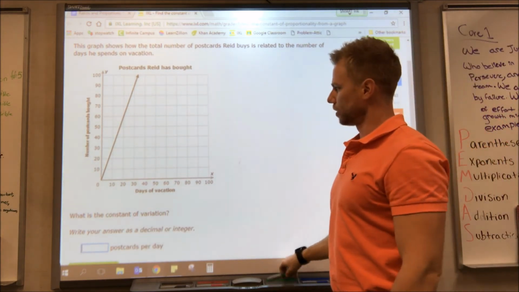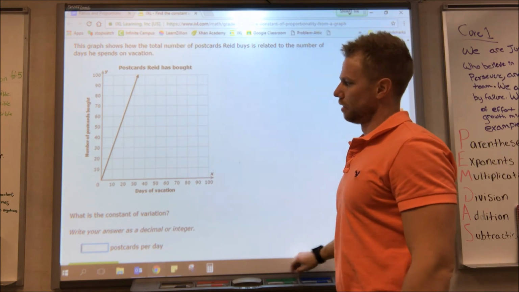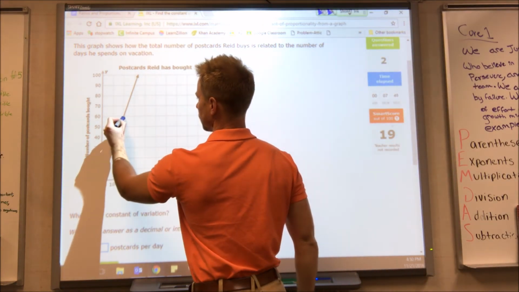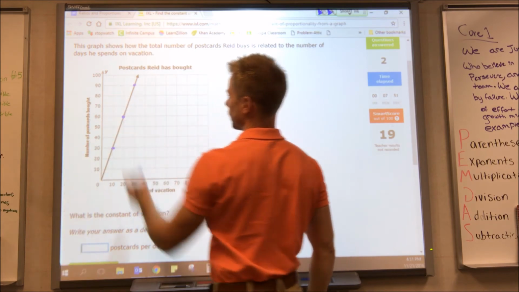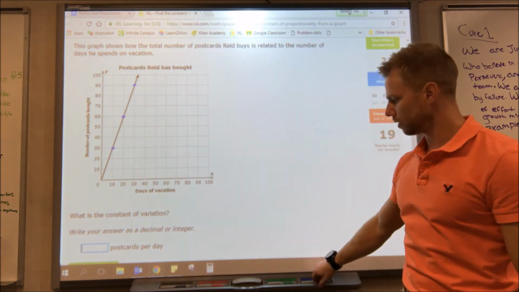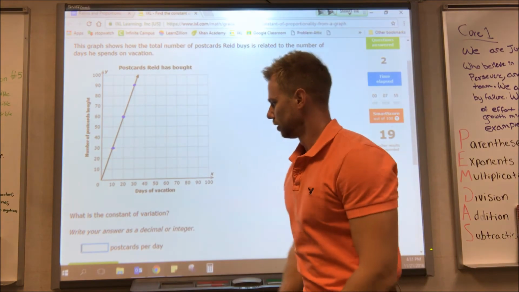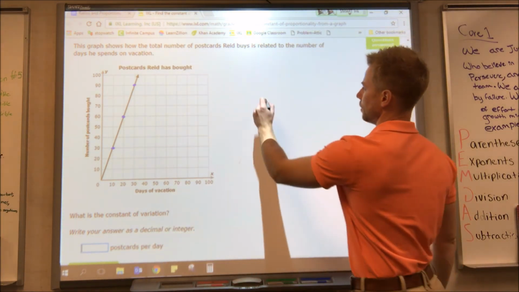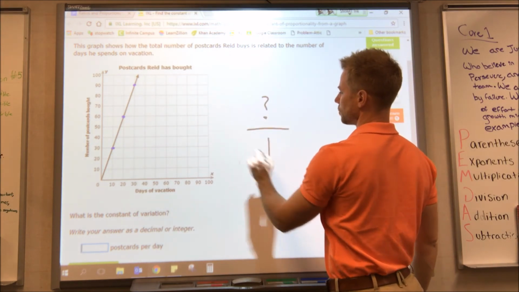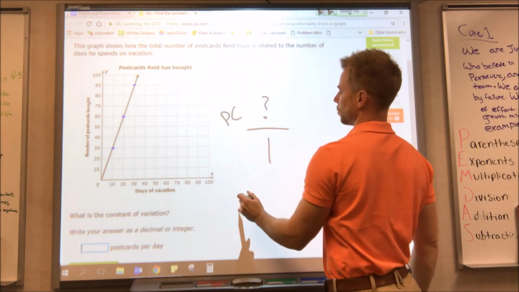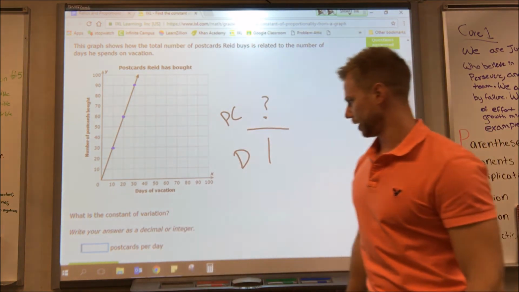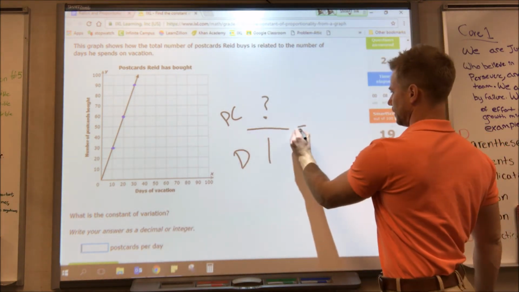Okay, once again, finding constant of variation. Let's look for points of intersection. There's 1 here, there's 1 here, there's 1 here. I can use any one of those. And we are looking for how many postcards per day. So some number of postcards for 1 day. Remember, per means 1 per day, so 1 day.